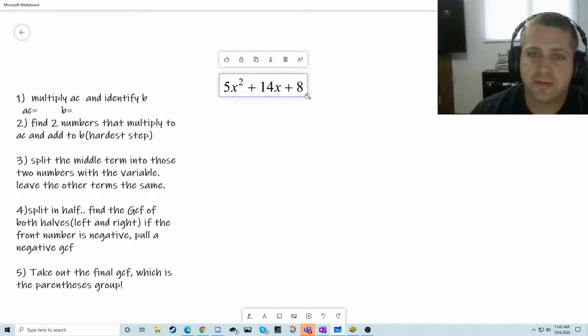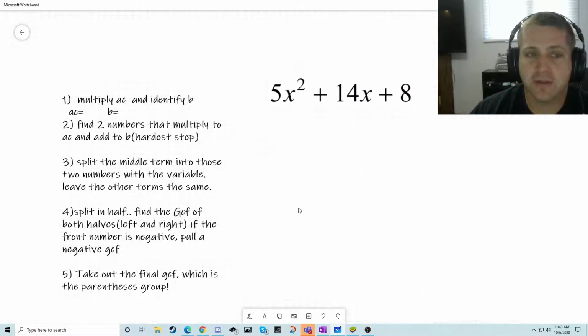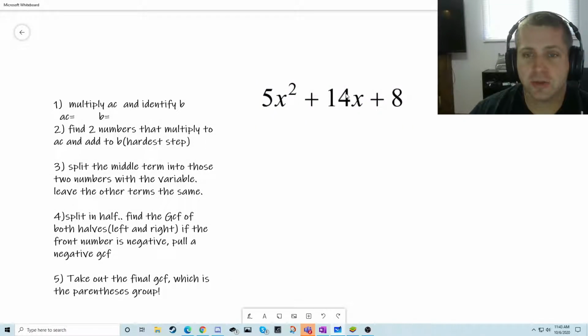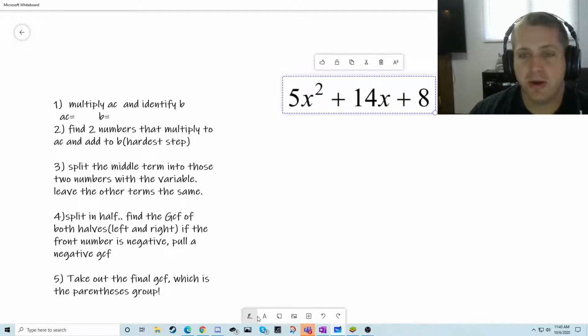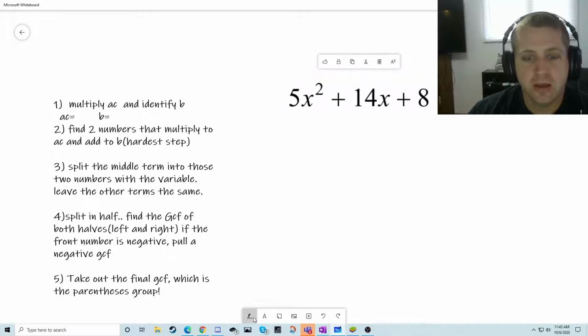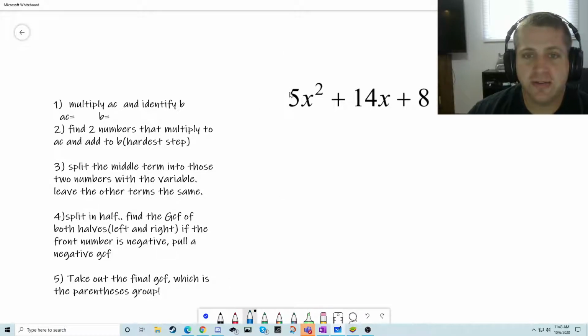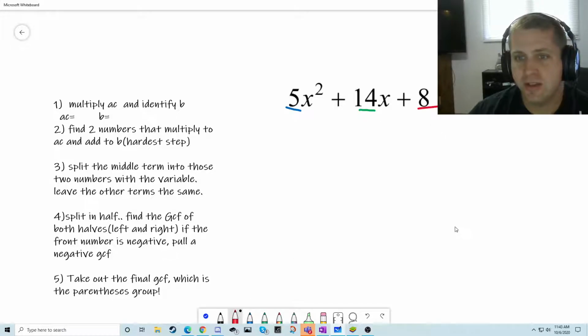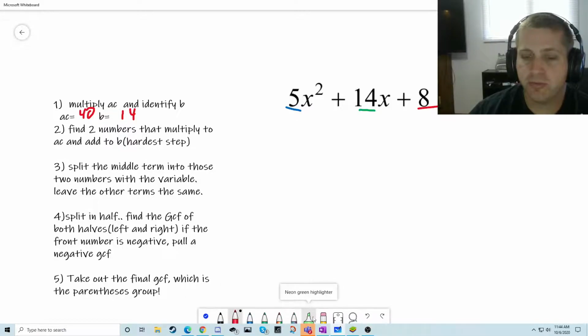I have the steps to my left, and we are going to factor this expression. We change it into 2 binomials multiplied. First thing we need to identify is A, B, and C. A times C, that's blue times red, 5 times 8, that's 40. B is 14. I have to identify A times C and B. That's the first step.